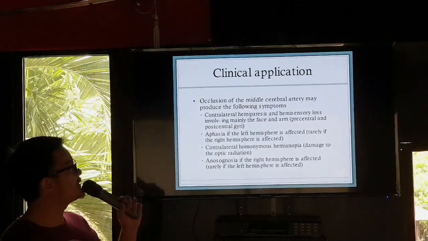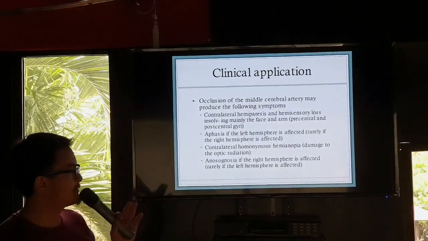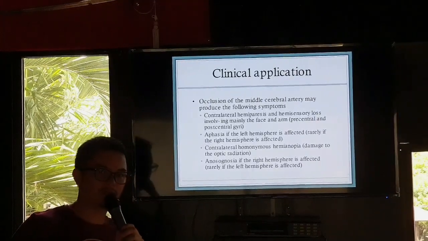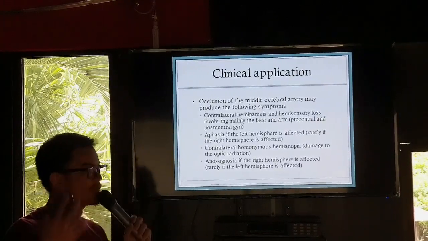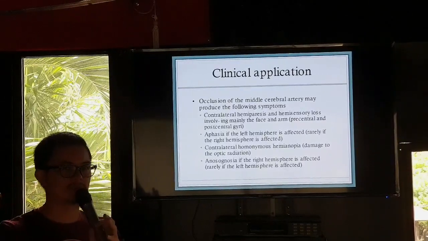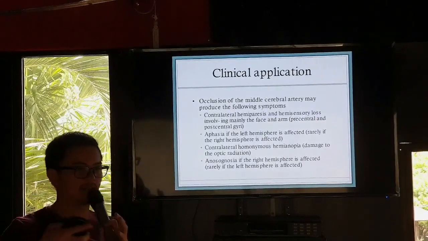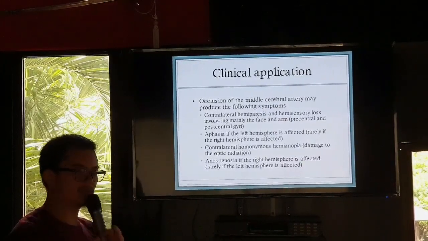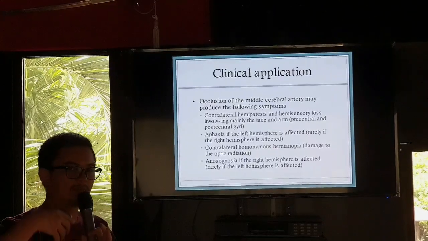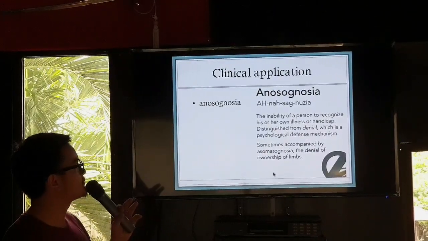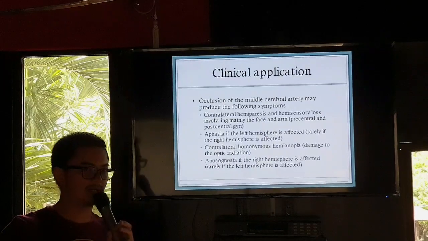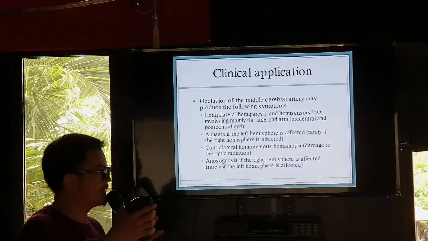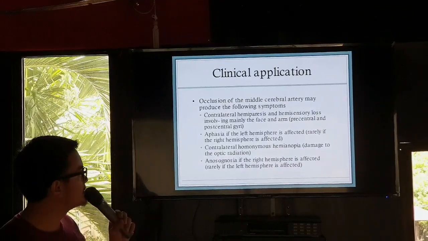So the occlusion of the middle cerebral artery may produce the following symptoms. But of course, as I said, it depends if it's a more proximal occlusion or a more distal one. More proximal, of course, is usually worse, and you have a wider array of signs and symptoms. If it's a more distal occlusion, then you will probably have milder symptoms, or a more narrow set of symptoms.